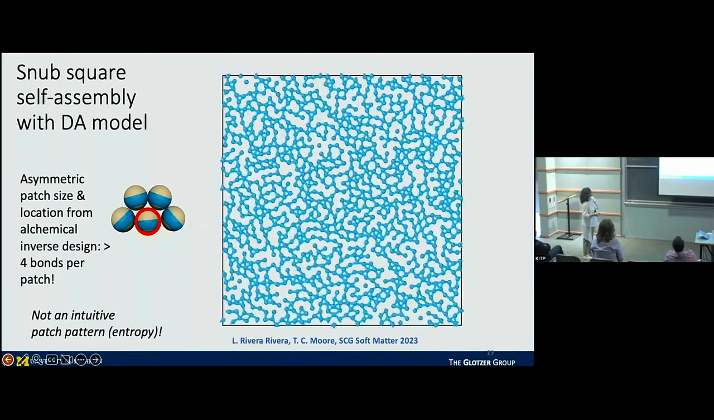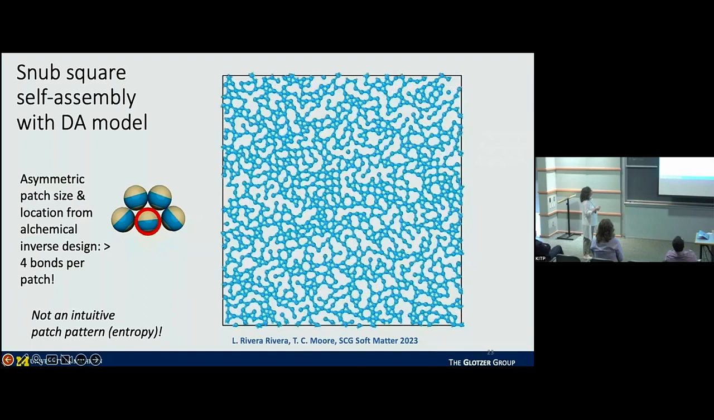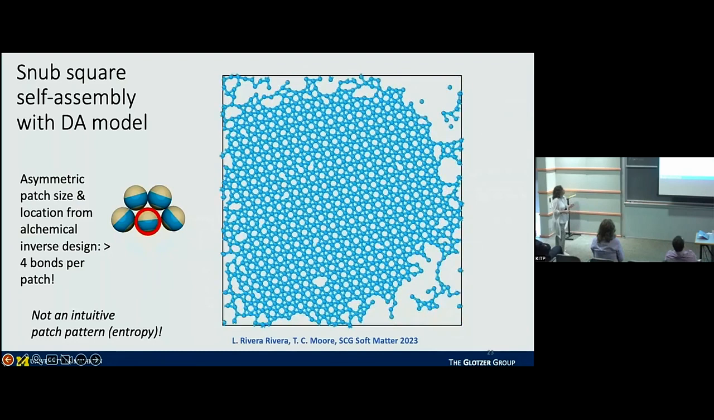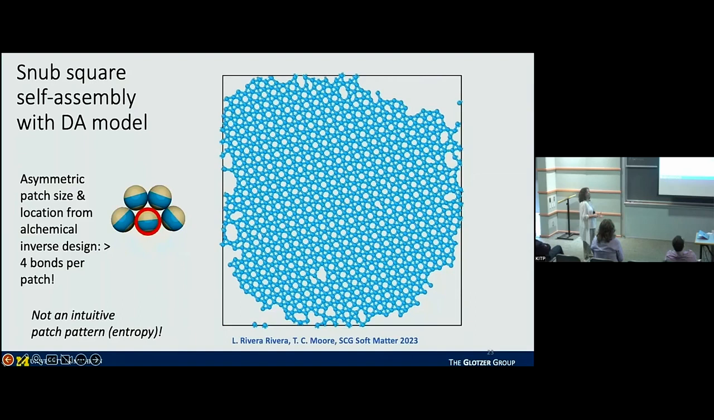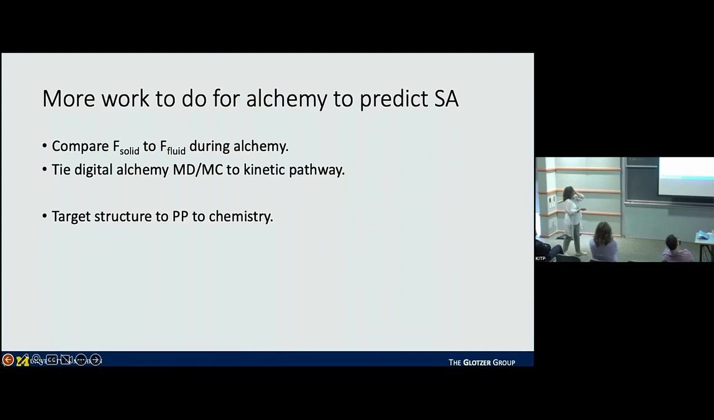It turns out that the design that you get from alchemy is not an intuitive patch pattern, because it tells you that you need more than four bonds per patch to get this snub square structure. And it's not intuitive because entropy is important in self-assembling this. So it's not like you would look at it and just design, oh, I want sticky things here and here. But there's a lot more work to do, like I mentioned, trying to tie it to the kinetic pathway. And this is what I was asking about earlier, Alex, is that if someone comes to me with, I want this crystal structure.